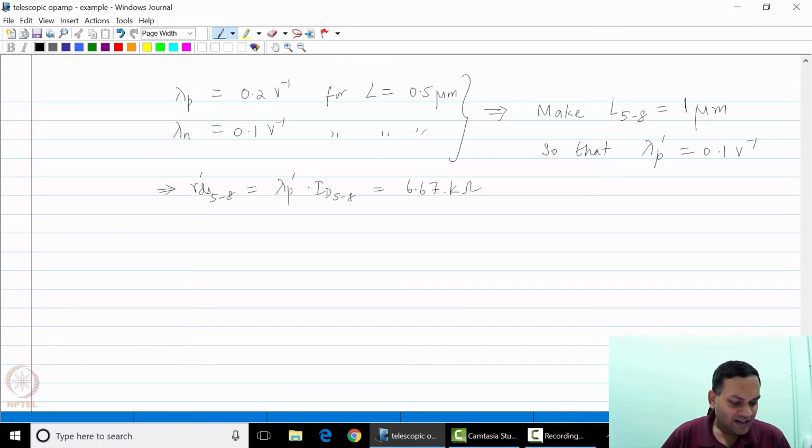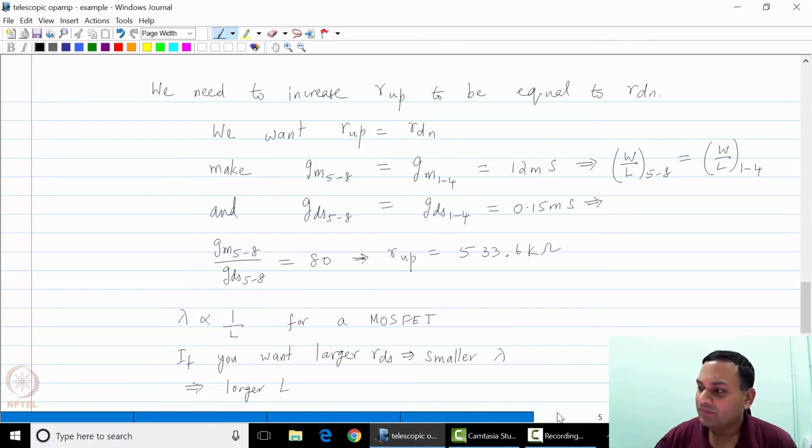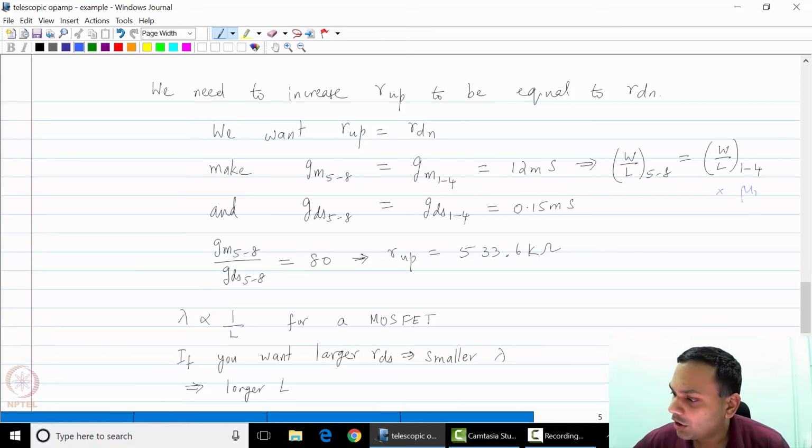Now the next step is to set the GMs to be equal. We have now said that GM of 5 to 8. A small correction here. Please note that this is not correct. This should be in the ratio of the mu n C ox over mu p C ox. I'll make that correction separately.